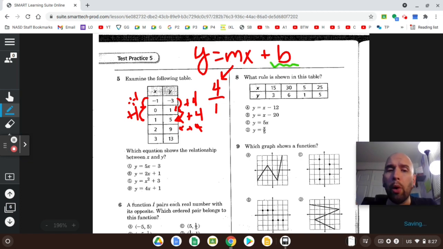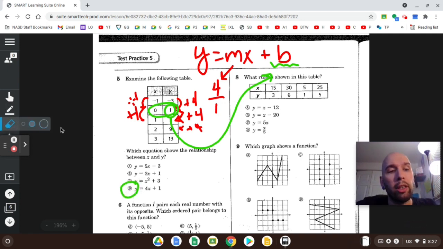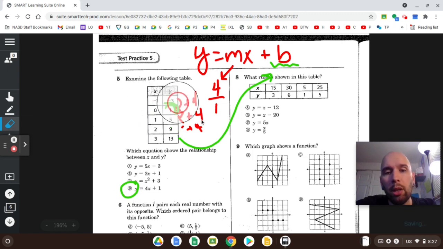is going to be the point where x is 0. Oh, look, x is 0 and y is 1, which means 1 is my y-intercept. 4 is my slope. 1 is my y-intercept. The answer is D. How can we do this, though, using Linreg for the 50th time? Well, let me show you.